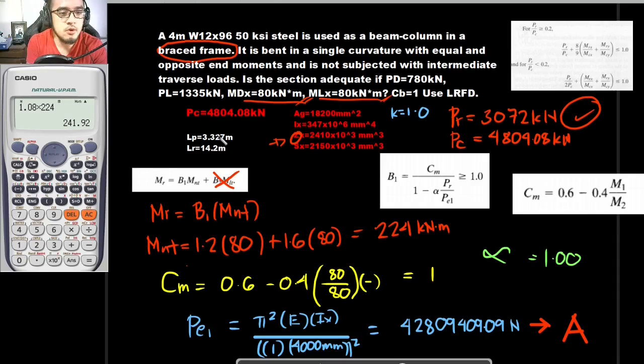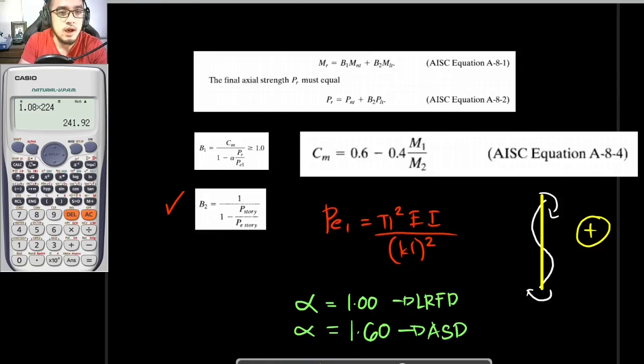Intindihan nyo naman, no? Kung bakit zone 2? Yes, sir. How about for the others? Miss Pasol, kuha. Kung bakit zone 2? Yes, sir. Mr. Parilyaga, kuha. Yes, sir. Okay, so ayan, zone 2 na tayo.